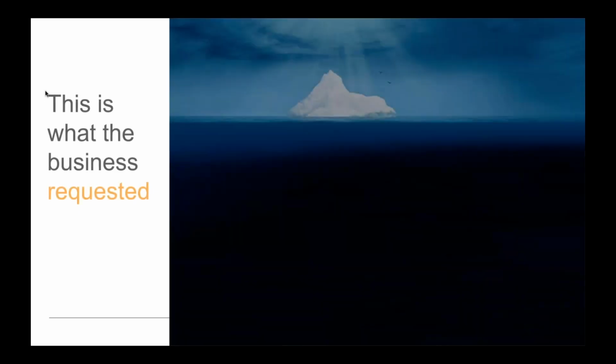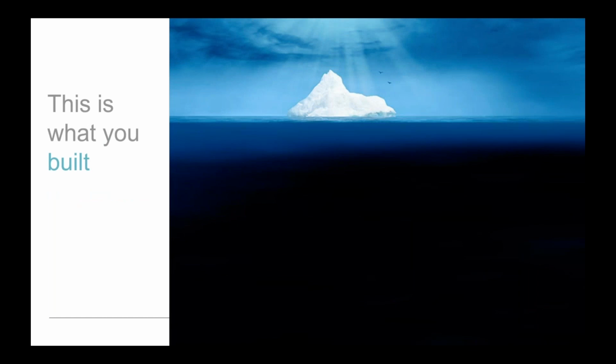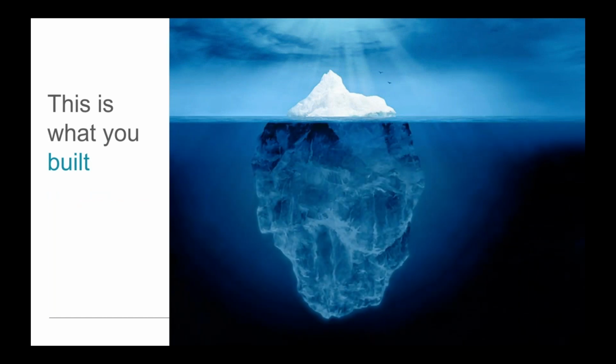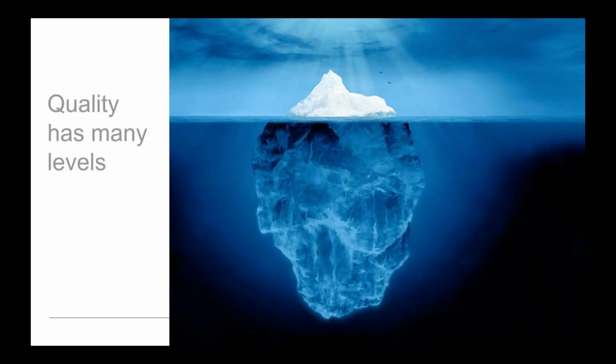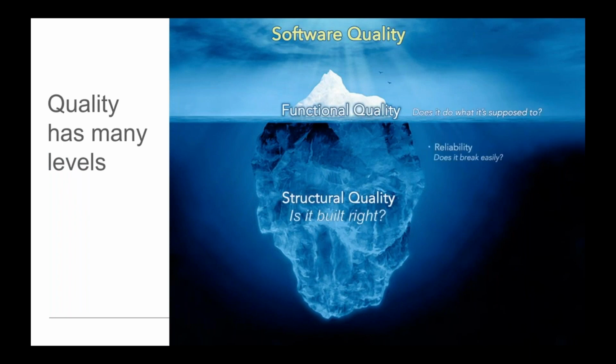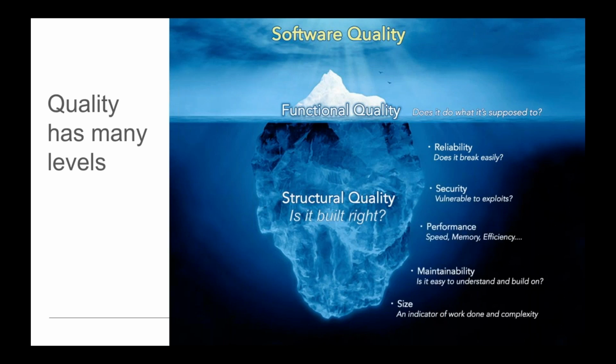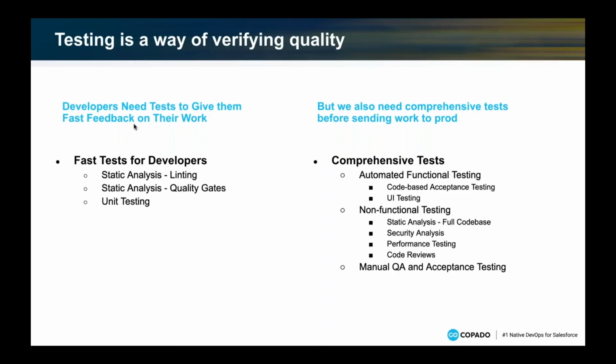This is a slide that I like to use to illustrate testing and quality. So this is what business requested, but then this is what you built. This is what's really going on beneath the surface. And quality has many levels. So when you think about software quality, there's functional quality about what it does, does it do what it's supposed to do, but then there's structural quality. Is it built right? And then there are these levels of quality that you need to also think about with your testing strategy. So the reliability of your system, its security, the performance, the maintainability, the size. So when you look at all of those aspects, that's one way of dividing up testing.